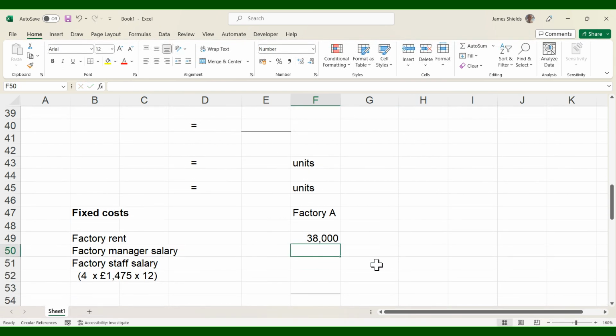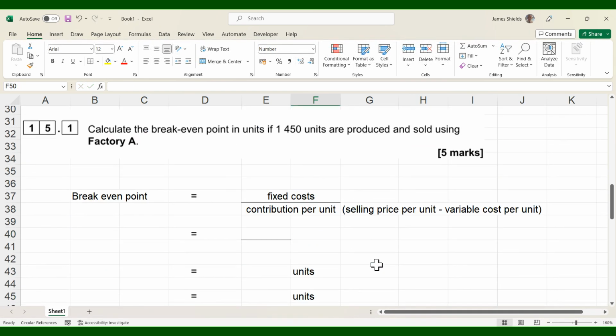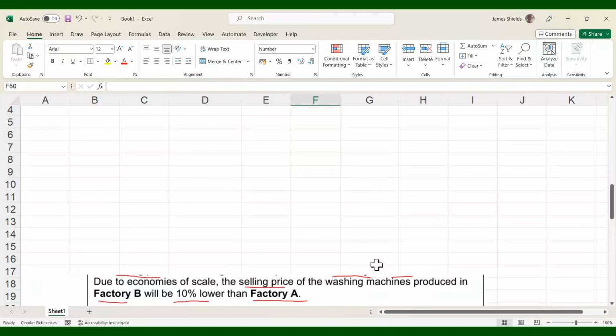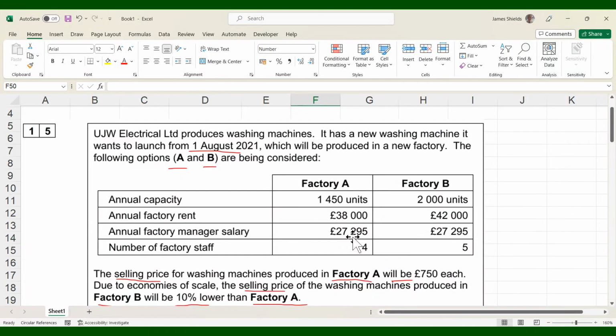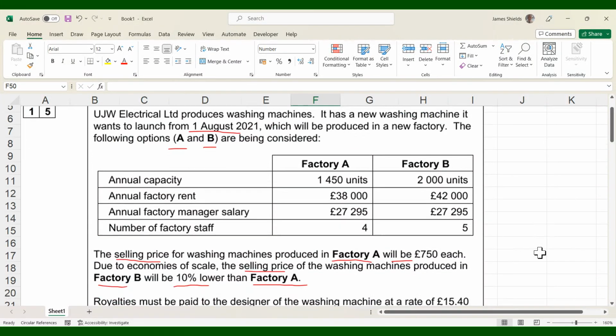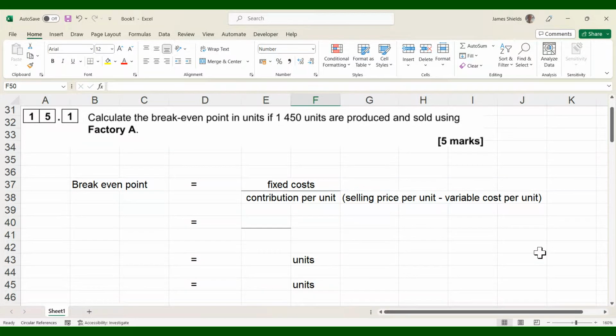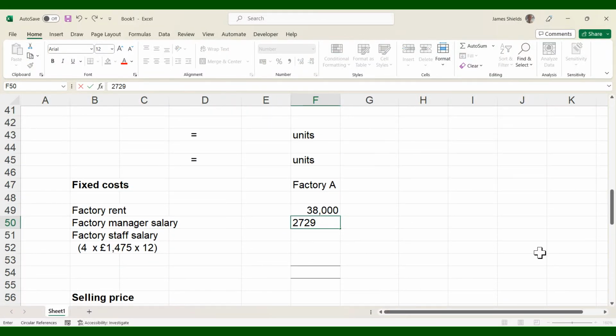The factory manager's salary is going to be in Factory A. Now, this one's the same in both factories. It's £27,295. So £27,295. Now, the factory staff salaries, I've got a little calculation here. The 4 is the number of staff. The 1,475 is the amount per month. There are 12 months in a year, so I times by 12.